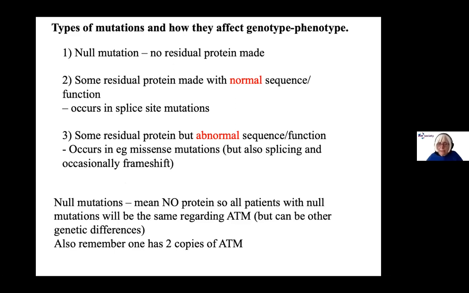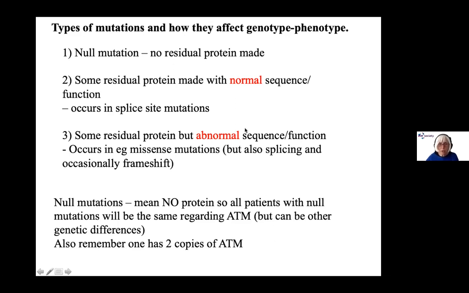The only thing I would say is you have to remember that you've got 2 copies of that ATM gene, and one may be null, but the other one may have some residual activity. So the phenotype will usually be determined by the one with some residual activity. So having just one null allele may be distinct from having one null allele and one allele with some residual protein.